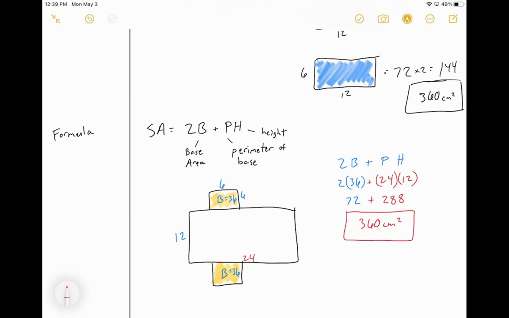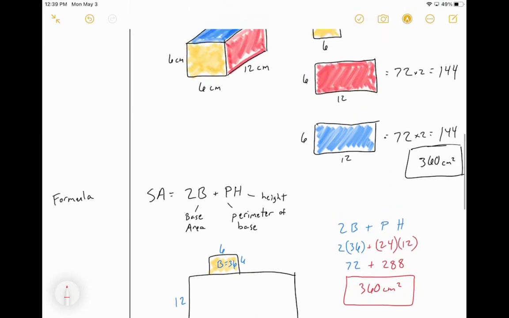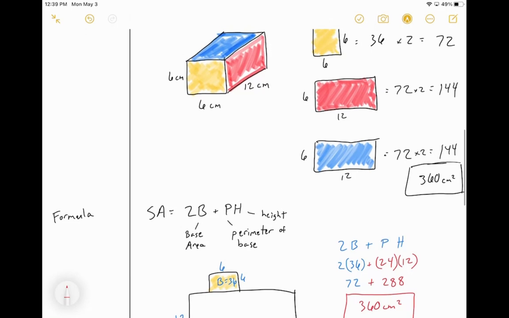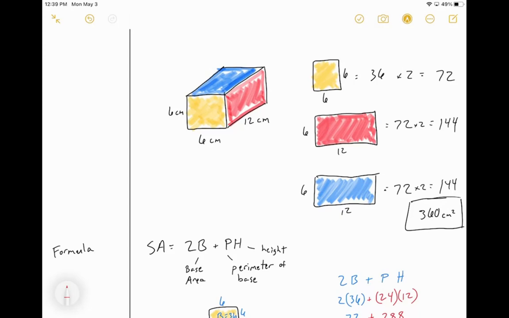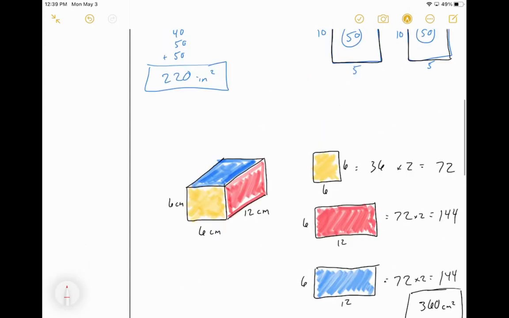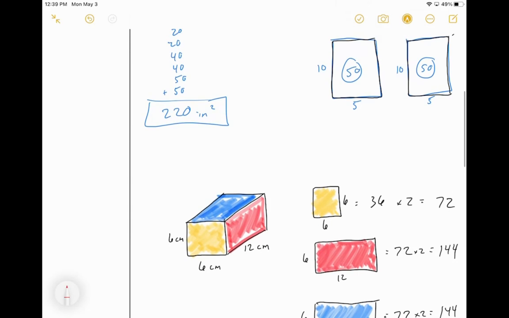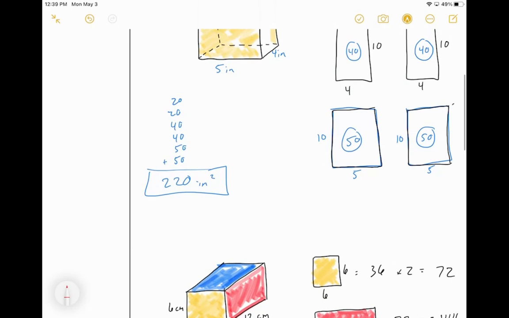But for now, if this is a little bit confusing, I want you to focus more on doing it this way: splitting it up into the separate pieces and then multiplying to get what you need. And then, again, you could break it down like this instead, where you draw out all six shapes. That works for you too.